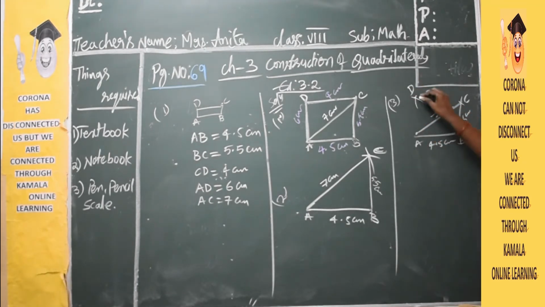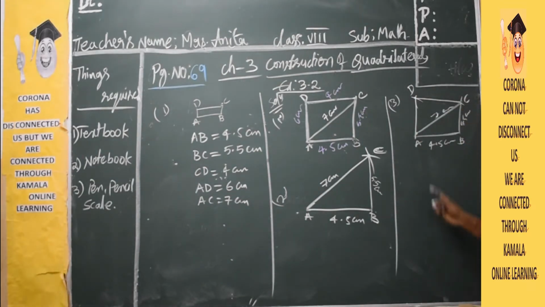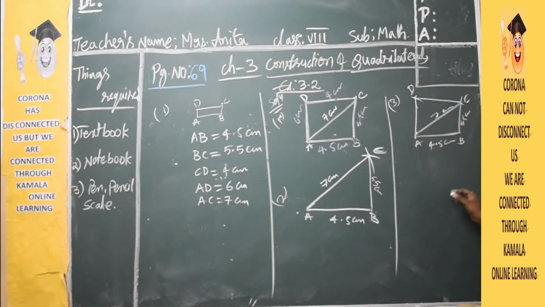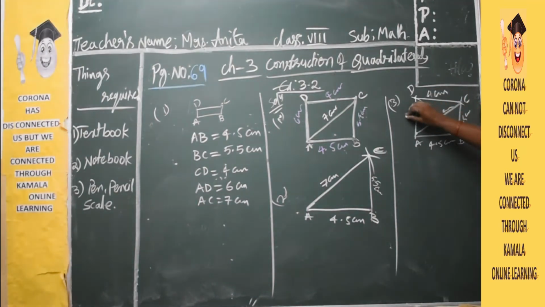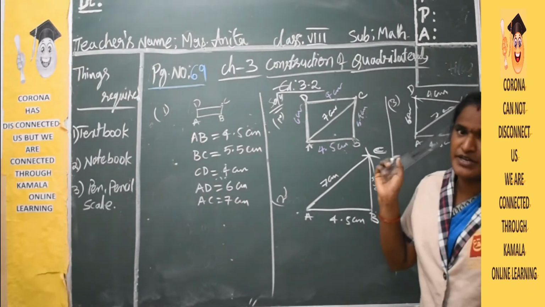You can join AD. Join the points ABCD and you will get quadrilateral ABCD. And mention the measurements, children. This is 4 centimeters, this is 6 centimeters. Now, we got quadrilateral ABCD or not? Diagonal AC we got it. Yes, so our construction is complete.